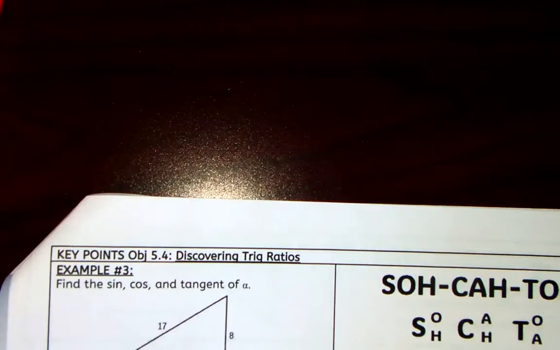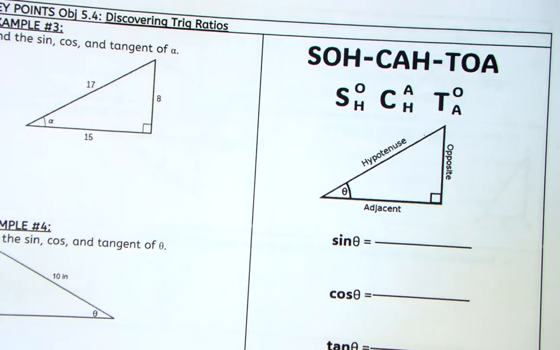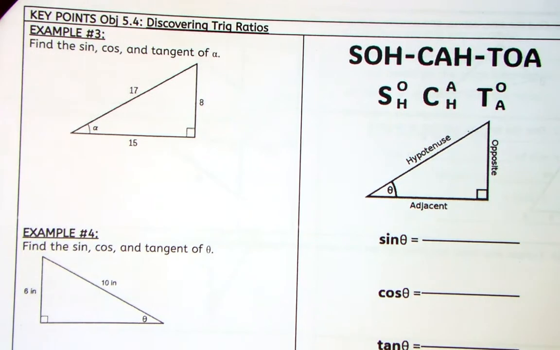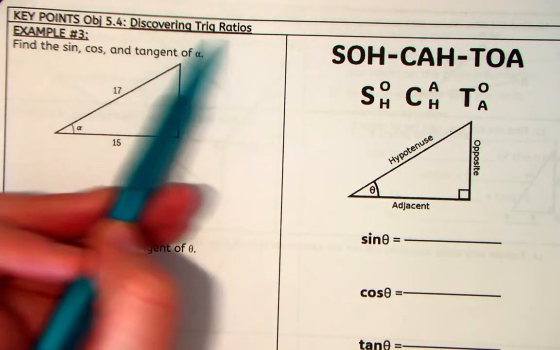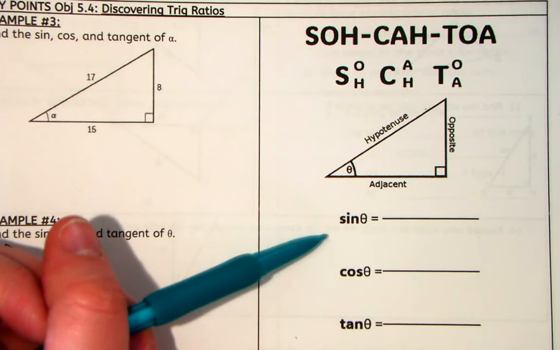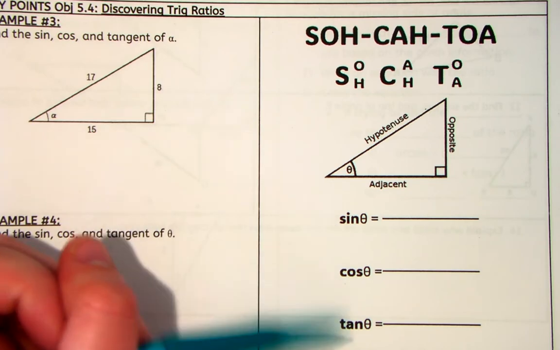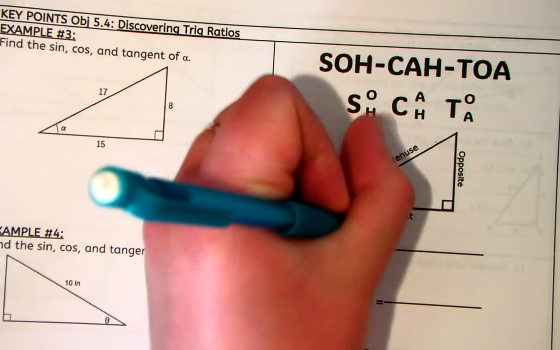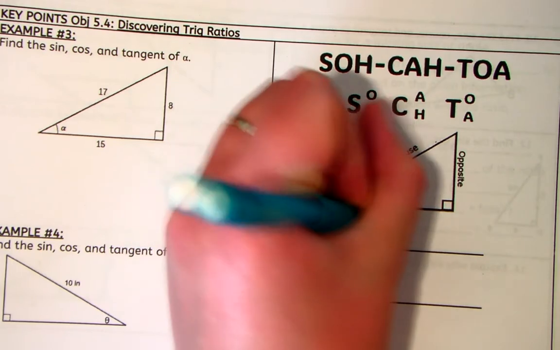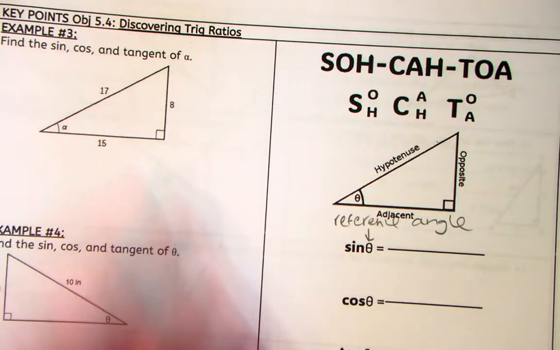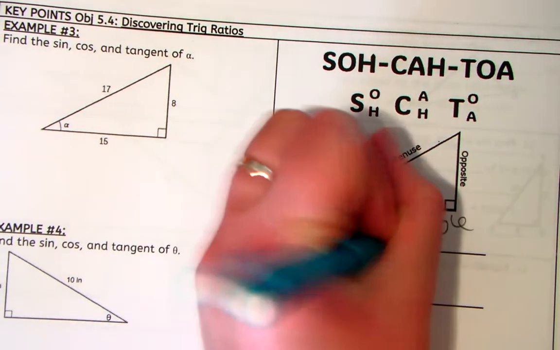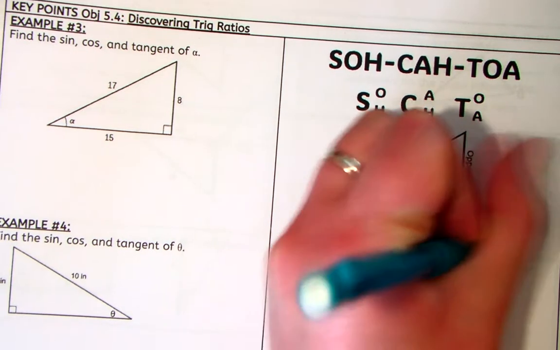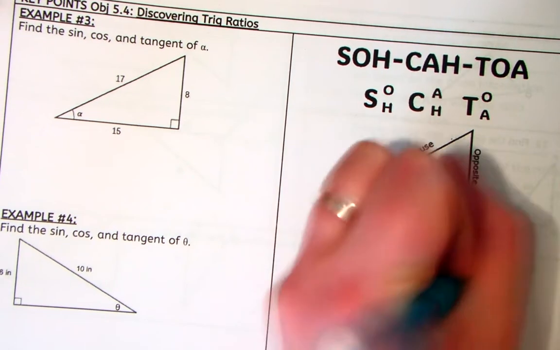We're going to skip over this discovering thing and jump straight to the key points box. It's going to be clear why we're labeling our sides with opposite, adjacent, and hypotenuse. That's because we're talking about something called trig ratios, where we use the words sine, cosine, and tangent of an angle. Remember, this is our reference angle. The sine of the reference angle is equal to the side opposite the reference angle divided by the hypotenuse of the right triangle.